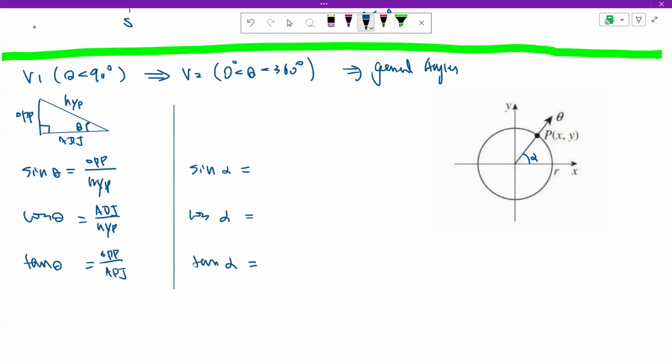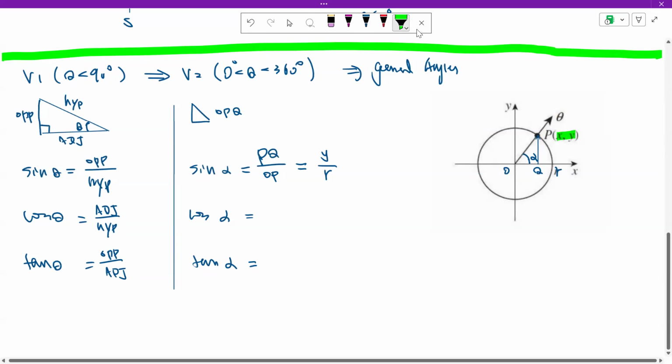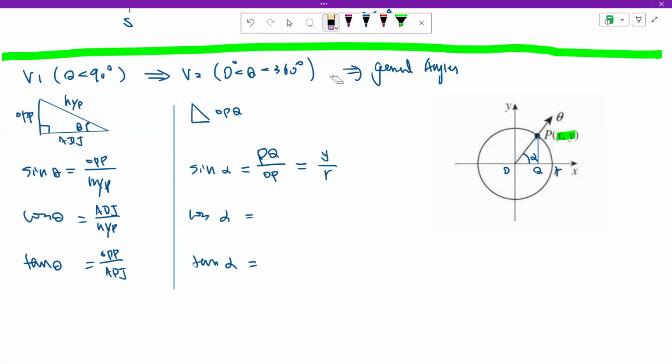The starting point is always something simple: you draw a right angle triangle in this circle to start with. In the right angle triangle OPQ, you will see sine alpha is PQ divided by OP. Are you happy with that? Because that's in the right angle triangle OPQ. But what is OP? OP has a name, it's called R. What's PQ? PQ also has a name. It's called Y, because the coordinate of P is given as X and Y. So that's Y over R. Done, we got it.